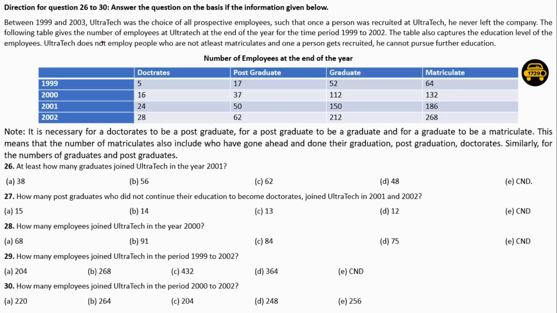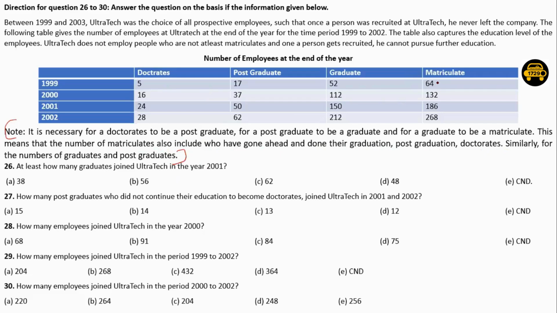That means the minimum qualification to join is you have to be a matriculate, and once you join the organization, you cannot study further, right? Now, if we read out the note here, it is necessary for a doctorate to be a postgraduate, for a postgraduate to be a graduate, for a graduate to be a matriculate. This means the number of matriculates also includes those who have gone ahead and done their graduation, post-graduation, doctorates. Similarly for the number of graduates and postgraduates. This particular information can decode the question very easily for you. Now, what does it mean?